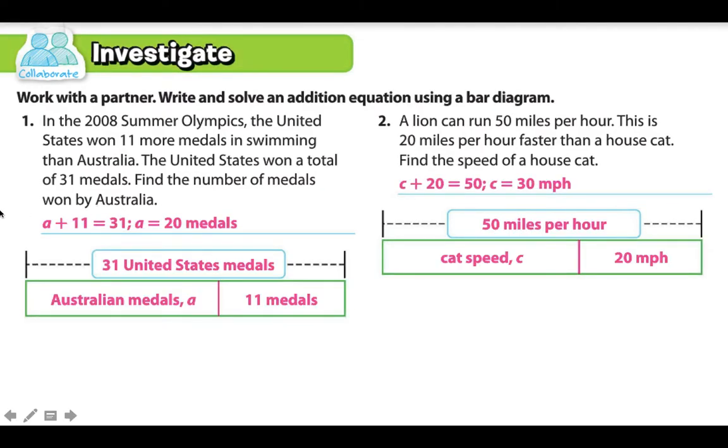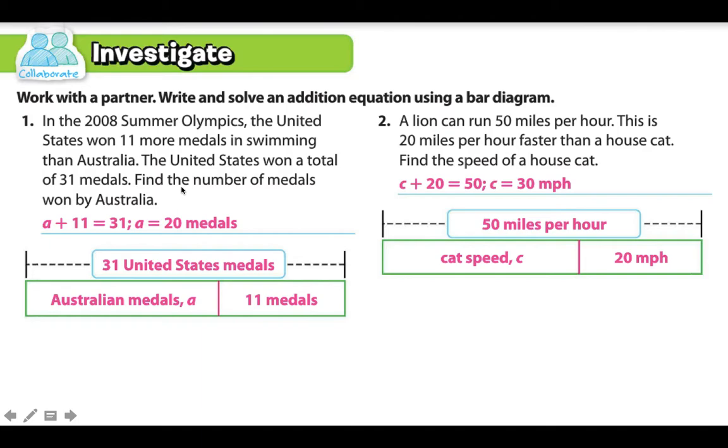All right, so let's see how we did. The first one says, in the 2008 Summer Olympics, the United States won 11 more medals in swimming than Australia. The United States won a total of 31 medals. Find the number of medals won by Australia.